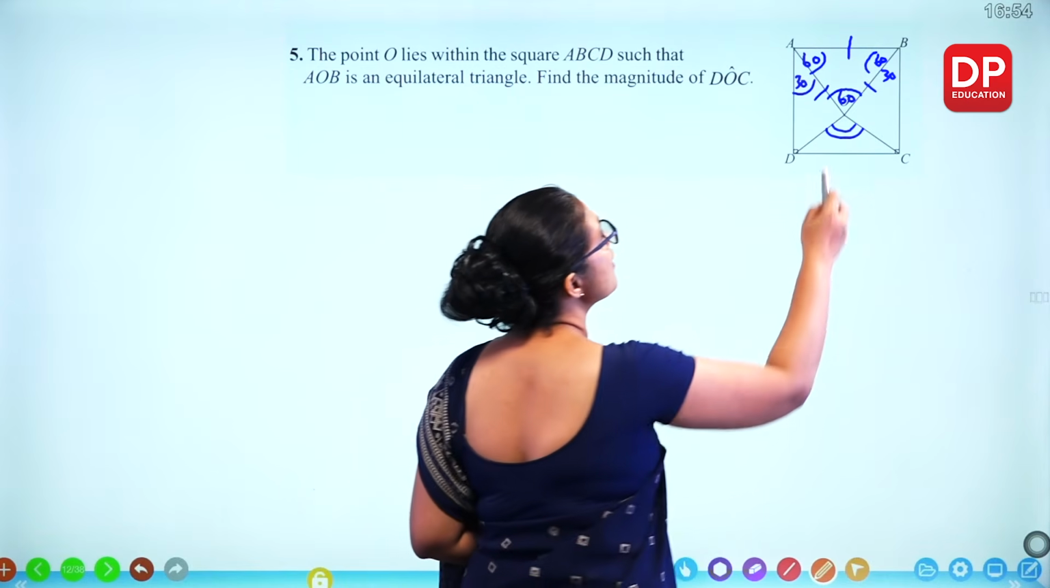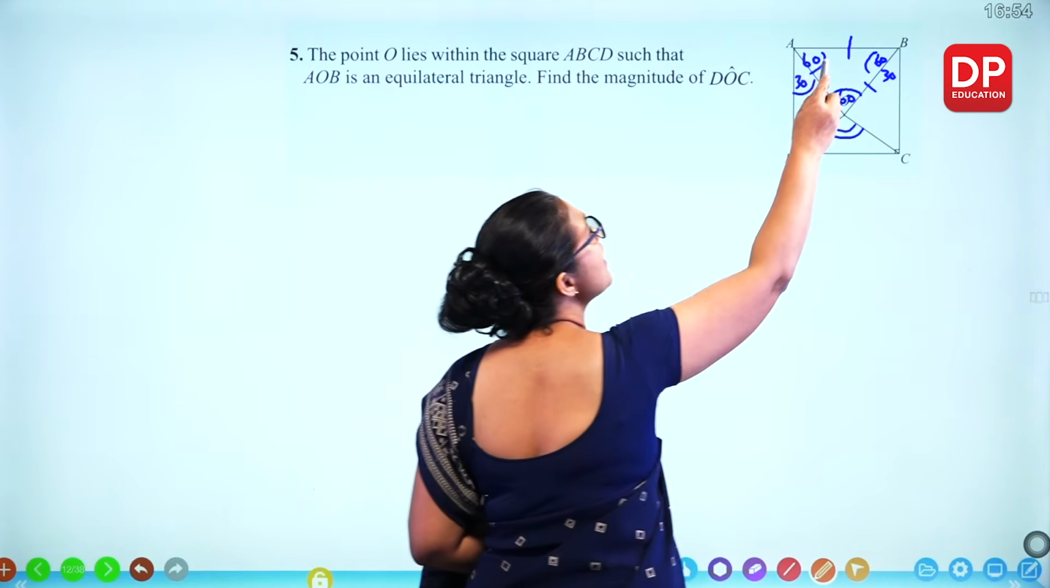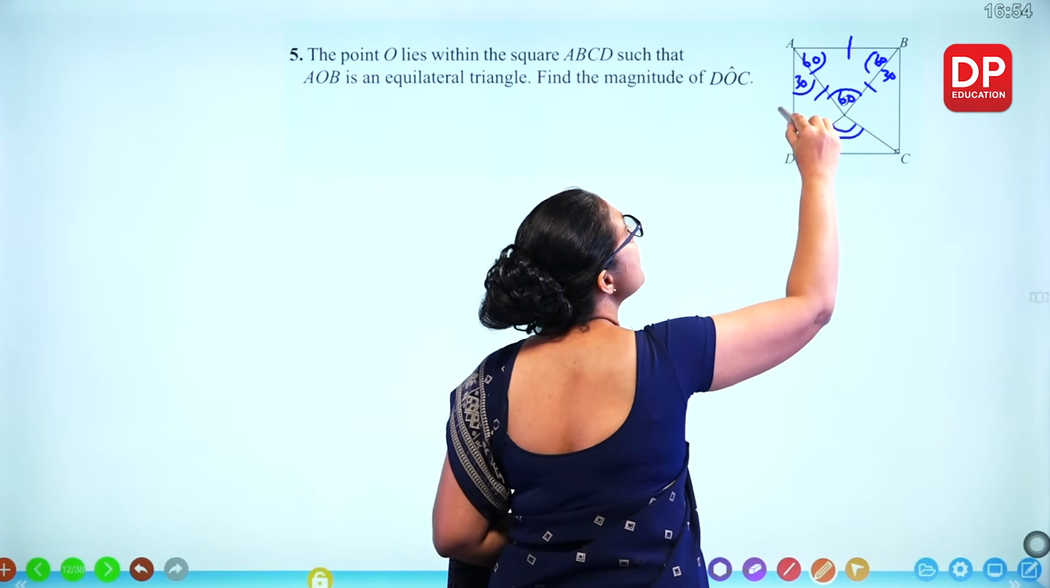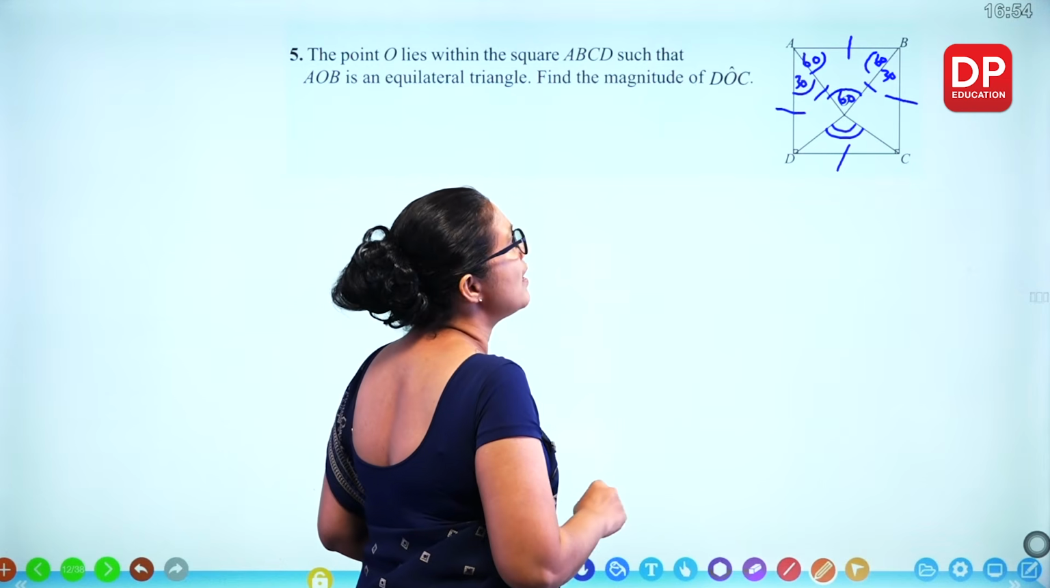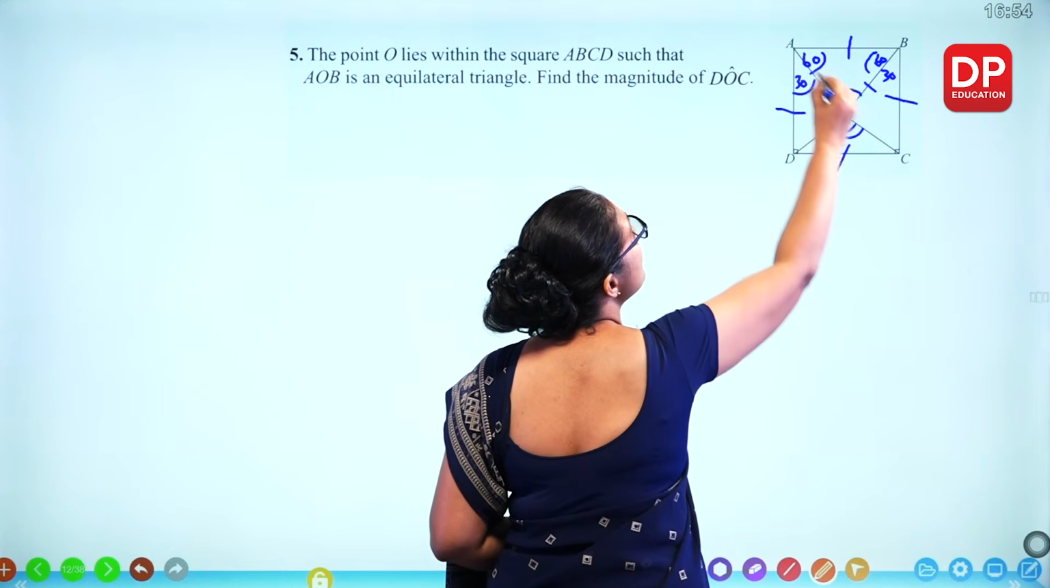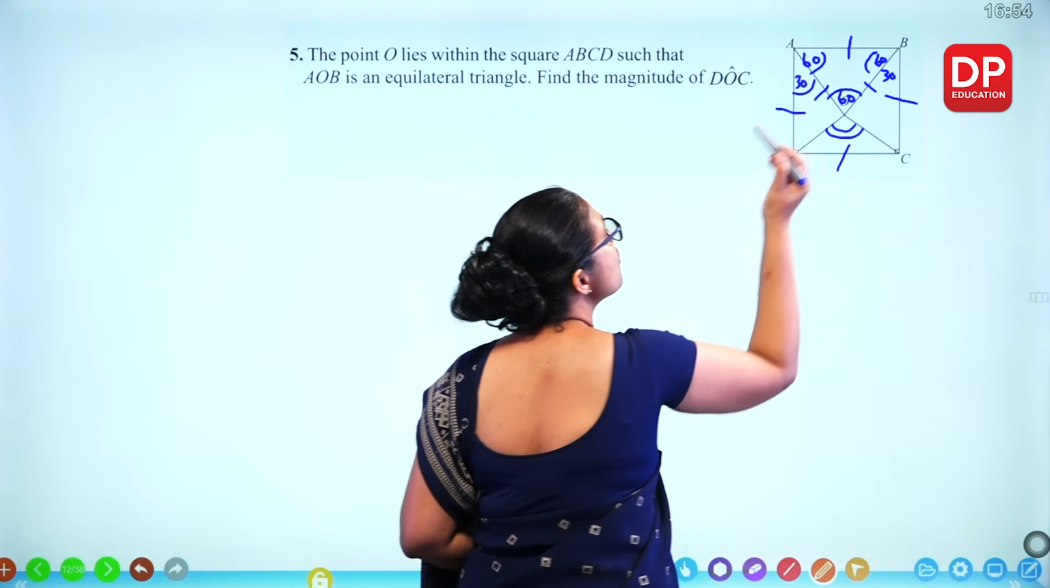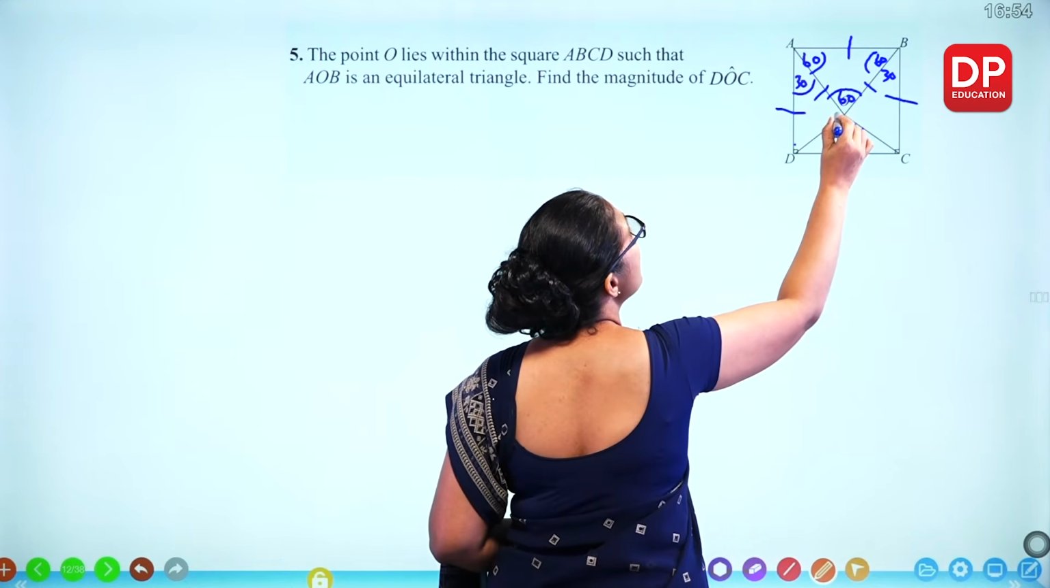Now look at this diagram. Now this is a square. We can see all these sides are equal, so here we can mark all these sides are equal. In this triangle, we know these two are equal. So how can we find out these two angles?